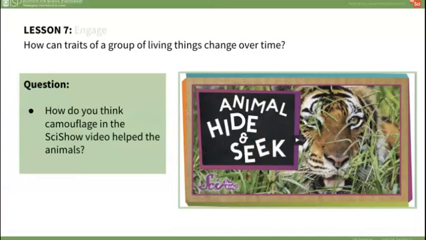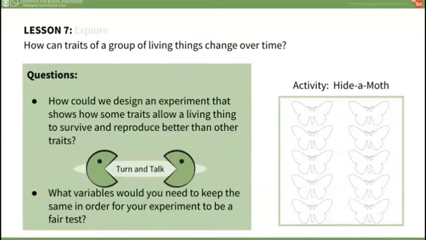Tell students, we have been learning about variation or differences in the traits of living things. In this lesson, we are going to see some more evidence of how differences among a group of living things give some of those living things a better chance of completing their life cycle and surviving. During the Explore, students will participate in the Hide a Moth activity.